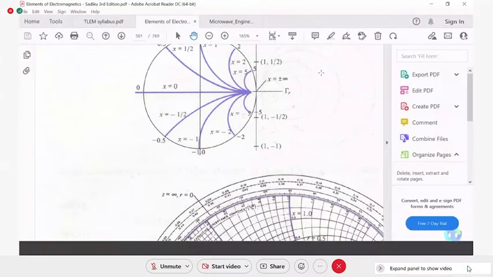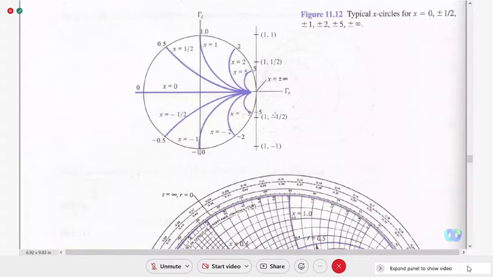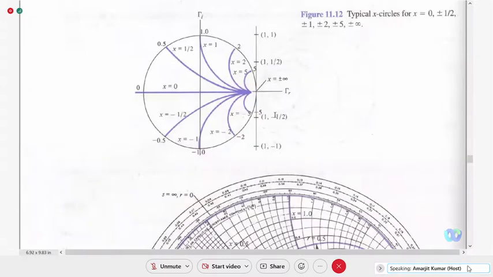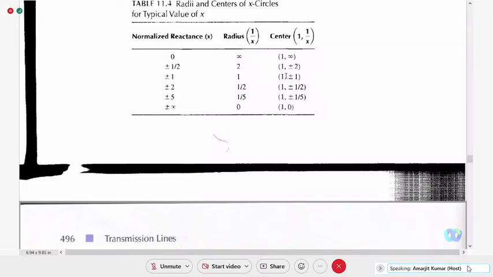Okay, so this is the case for the reactance circle. So what is the center? 1 comma 1 by x and radius is 1 upon x. Okay, so for this case, this is the plot for the reactance circle. See, reactance could be positive or negative, so x could be plus minus infinity also. So the value of x we have taken from 0 to plus minus infinity.